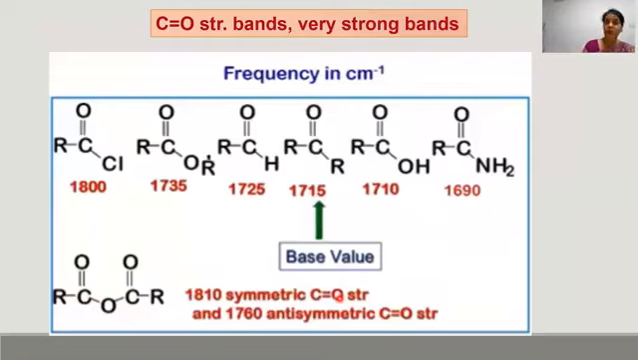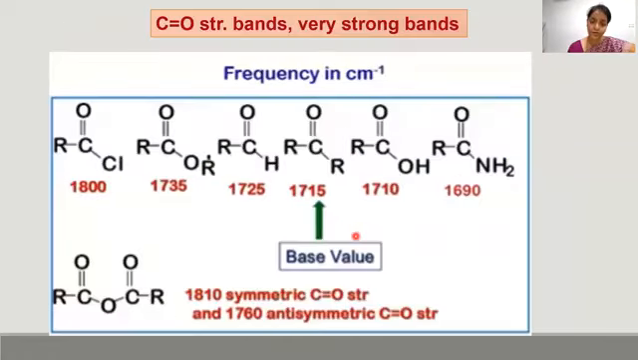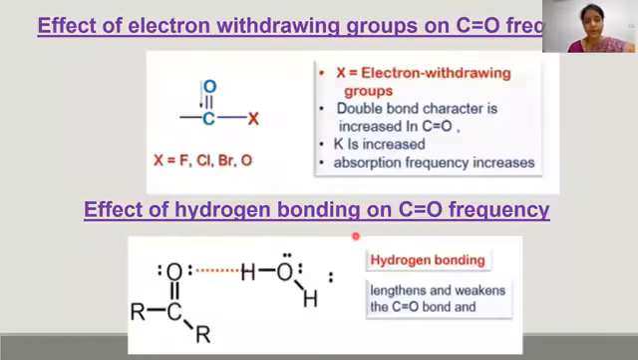Acid shows absorption below the base value. So when electron donating groups are attached, they decrease the value of the carbonyl frequency as compared to the base value. Electron withdrawing groups increase the value of vibrational frequency, and if the molecule is involved in hydrogen bonding, like in carboxylic acid, they again decrease the value of vibrational frequency because of weakening of the carbon double bond oxygen bond.